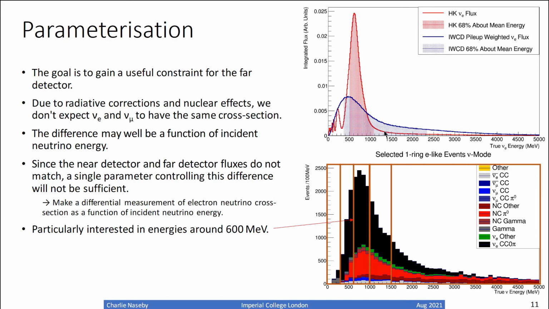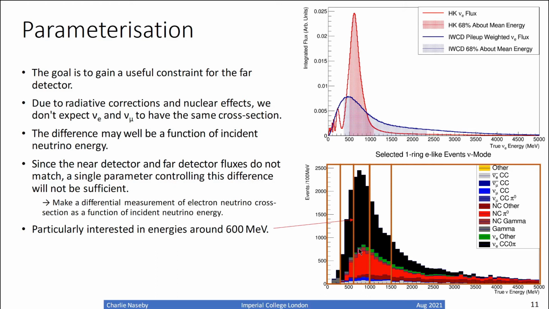If we were to have a single parameter, then this high energy tail of our IWCD sample would constrain the cross-section in the area that we're actually interested in, around the oscillation peak at around 600 MeV. So the solution is to make a measurement as a function of incident neutrino energy.